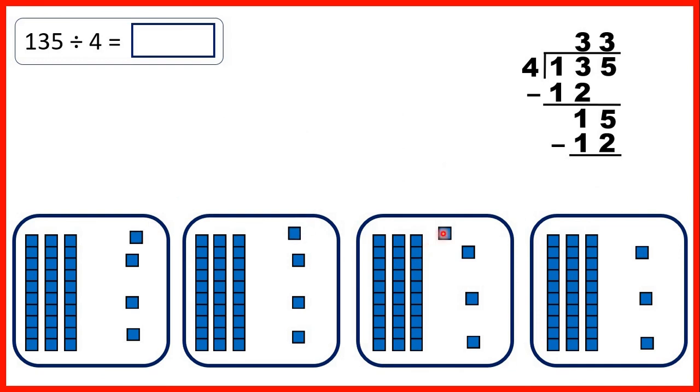But now we can't share out these 3 ones, because when we divide we need equal groups. 15 minus 12 is 3, and that tells us that we will have a remainder of 3, so our answer is 33 remainder 3.